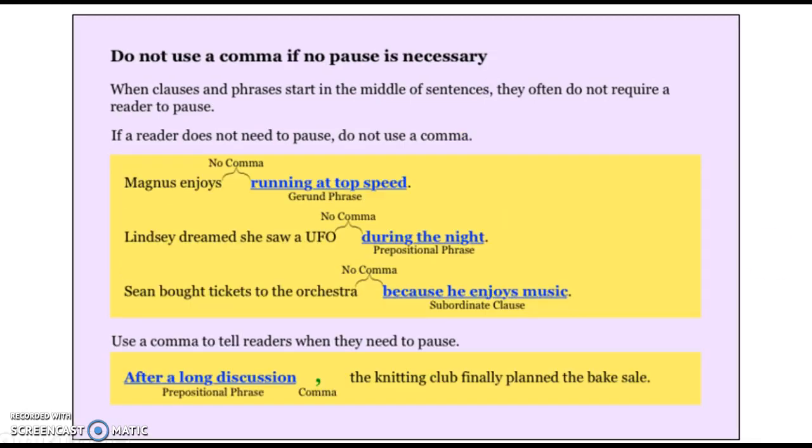Be careful though, because sometimes, particularly if those phrases are at the end of the sentence, you don't need a comma. So like, Magnus enjoys running at top speed. We don't need a comma there, there's not a pause. It's typically only when that clause or phrase is starting the sentence.